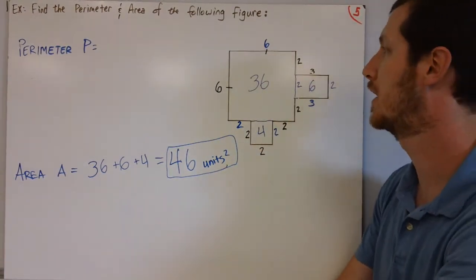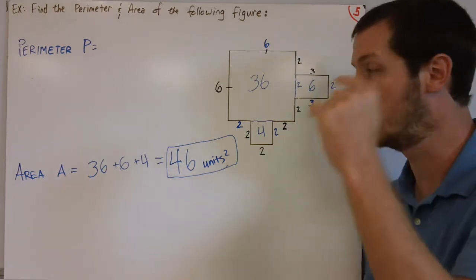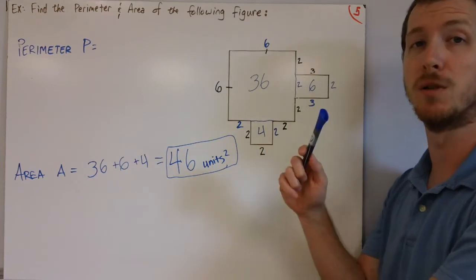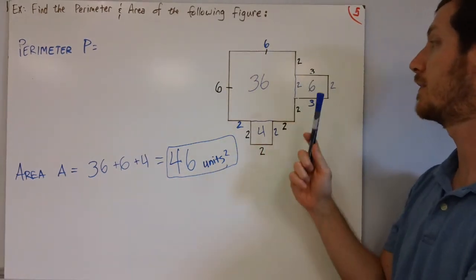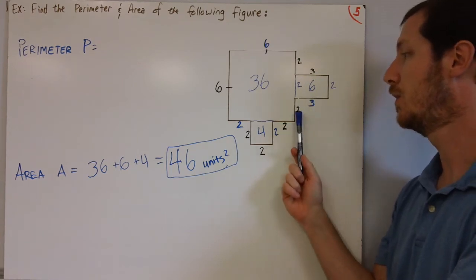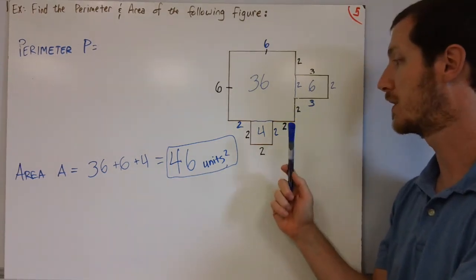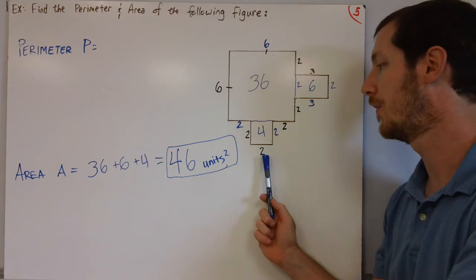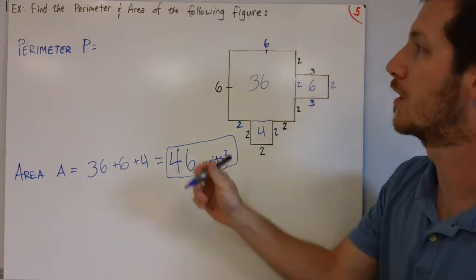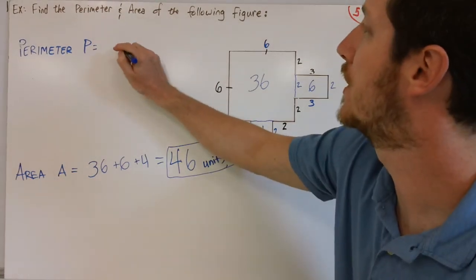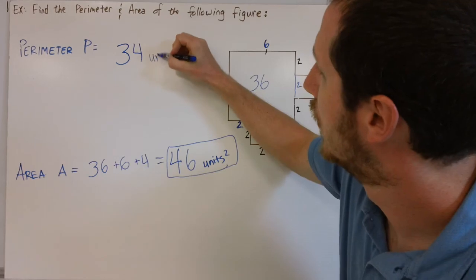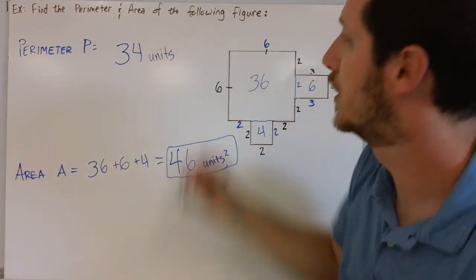Now let's add them all up together. We're going to do some mental math on this one. We've got 6 and 6, which is 12, plus 2 is 14, plus 3 is 17, 18, 19, 20, 21, 22, 23, 24, 25, 26, 27, 28, 29, 30, 31, 32, 33, and 34. So the perimeter of this figure is 34 units long.